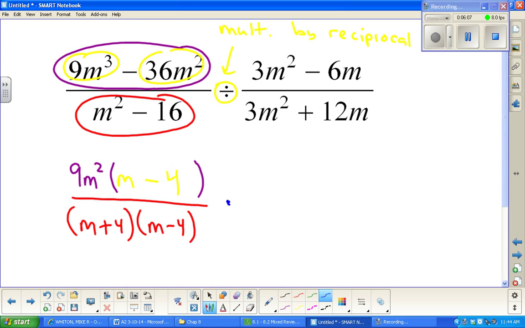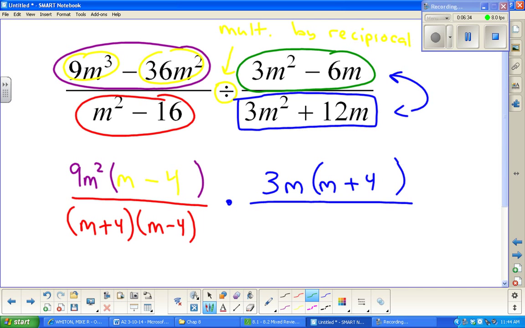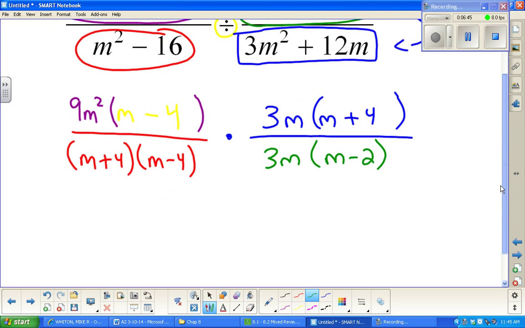Let's actually turn this into a multiplication problem. So I'm going to do the reciprocal of my second term. This part is going to be the numerator. And that's going to factor into a GCF of 3m. And leftover factors, I need 3m squared, so I need another m, and I need a plus 4. And then finally this, which is now the denominator, has a common factor also of 3m, and it has a leftover factor of m minus 2. So everything's factored. We got the reciprocal part taken care of.